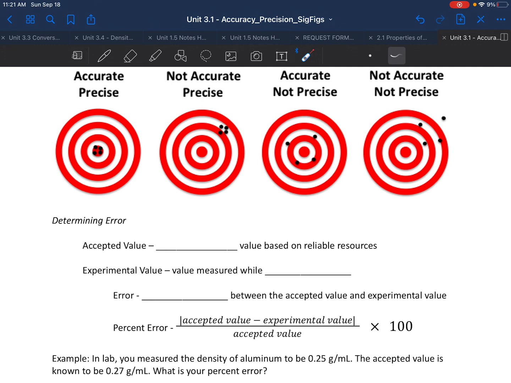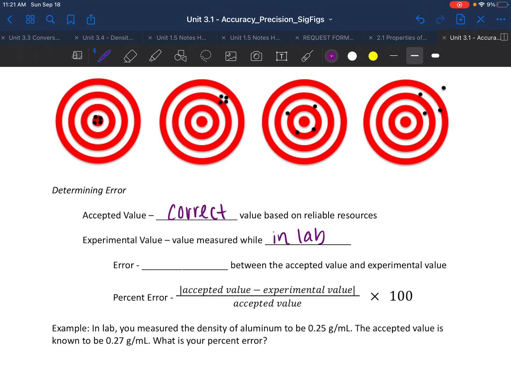And so in lab, we have a way to actually measure our error. And so the way we do this is we first have to have an accepted value, which is the correct value based on reliable sources. And then our experimental value is what we measure in lab. So you guys will be doing this on lab reports in the future. And so that error is going to be the difference between the accepted and experimental value.